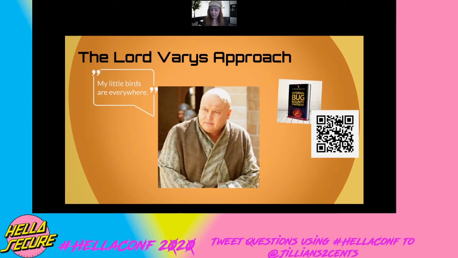But the point here is, setting up an internal bug bounty is going to make your life a lot easier. And what you want to do is make it fun for people to come talk to you.